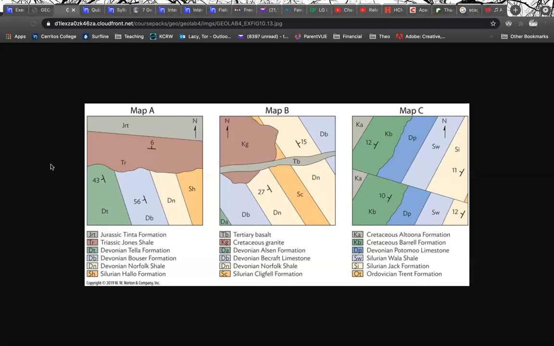So part 2, the Triassic and Jurassic strata dip in a westerly direction at an angle of 43 and 56 degrees. The Silurian and Devonian strata, well, those two don't have strike and dip symbols. So we will assume that they have the same strike. We can see that by the fact that the contact lines are parallel, and that the dip is the same as the unit that they are in contact with.